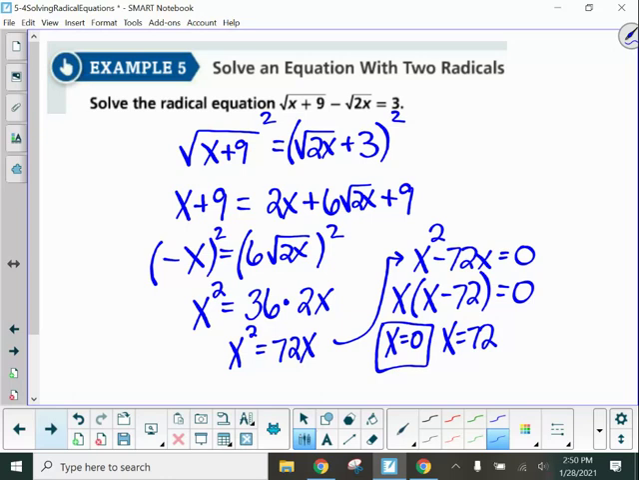If you plug in the 72, 72 plus 9 is 81. That square root is 9. 2 times 72 is 144. That square root is 12. 9 minus 12 gives us negative 3, not positive 3. So 72 is extraneous. So 72 is not our solution. Our only solution here is 0.